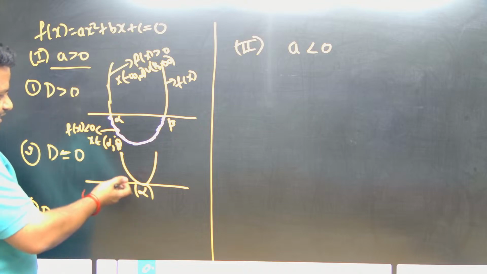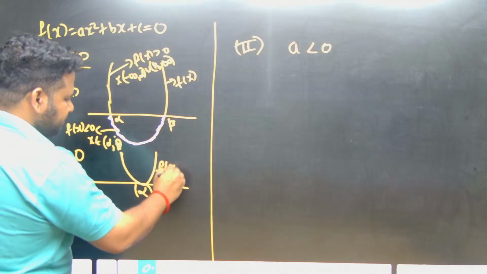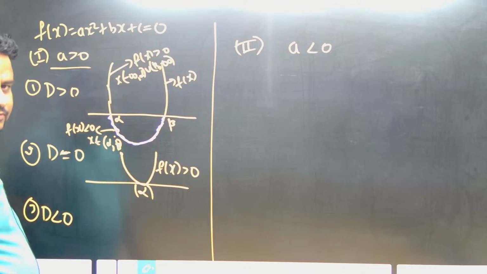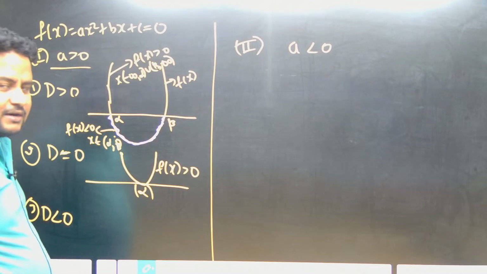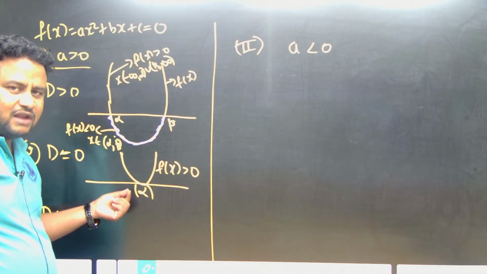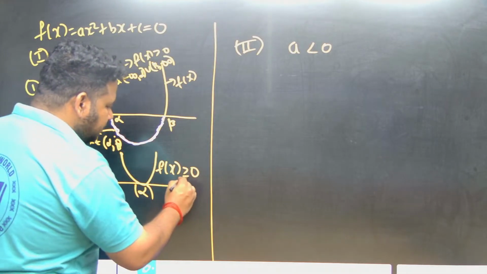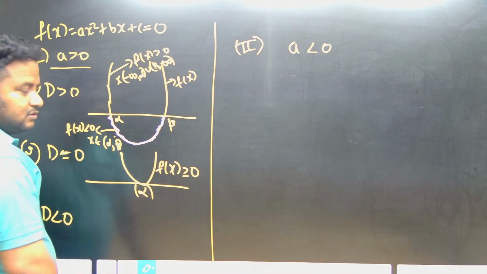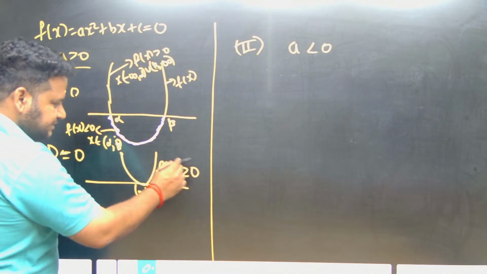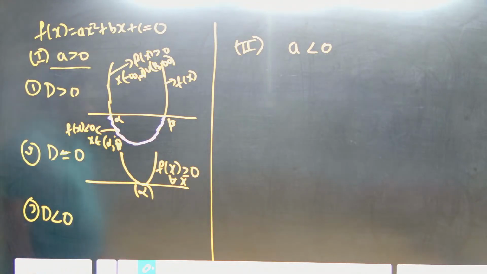Now, here what will happen to f of x? Here f of x, obviously it is just touching x axis. Here d is equal to 0, and f of x is greater than 0. But apart from greater than 0, where it touches, it is becoming equal to 0 as well. So, I can write f of x is greater than or equal to 0. It is not just greater than 0. Here f of x is greater than or equal to 0 for all x.